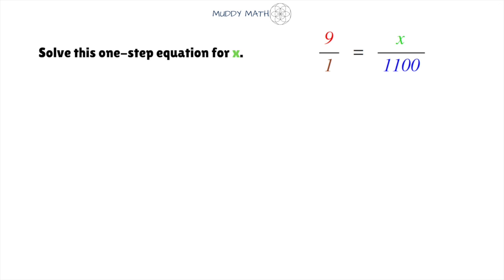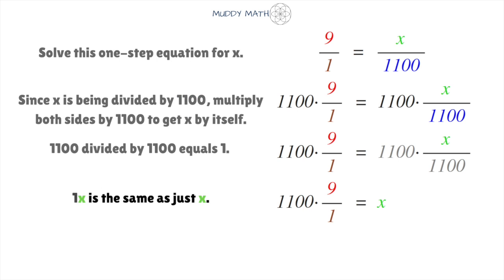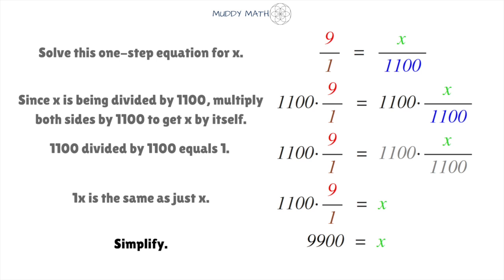I will demonstrate how to solve the first proportion, and you can try the other 3 on your own. Here we would multiply both sides by 1,100. The next line will show that 1,100 times 9 over 1 equals x. Simplify, and we get 9,900 equals x.